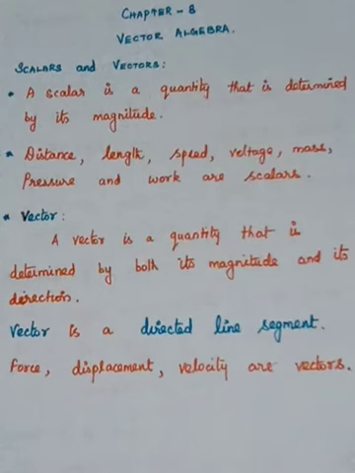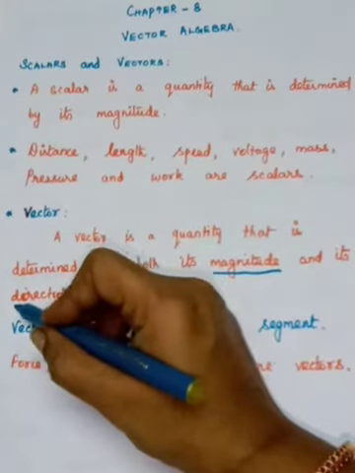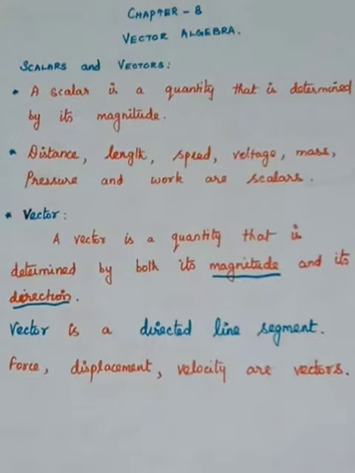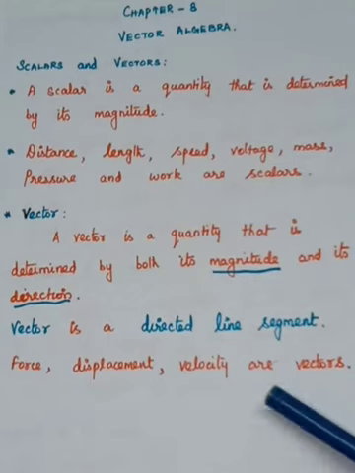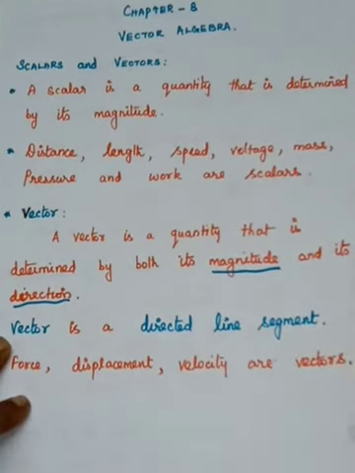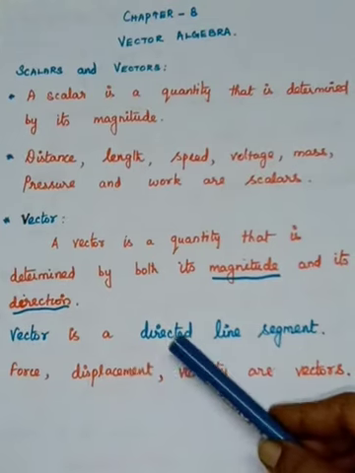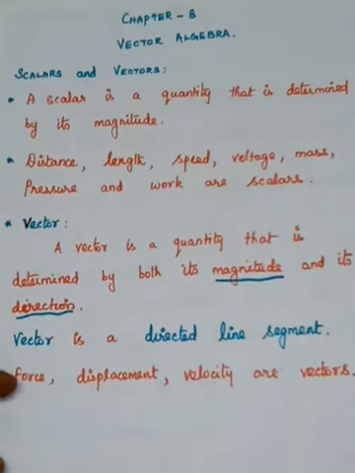But a vector is a quantity that is determined by both its magnitude and its direction. So this word is important. It is determined by its magnitude and its direction. So for example, force, displacement, velocity, they are vectors. Okay, see how to represent a vector. You see that vectors are represented by a directed line segment. So we have to draw the line segment.